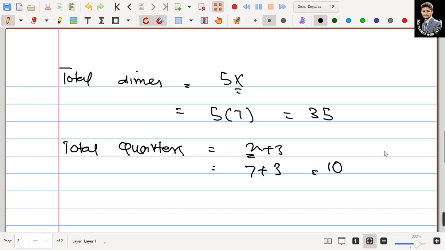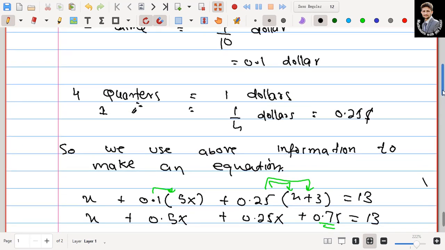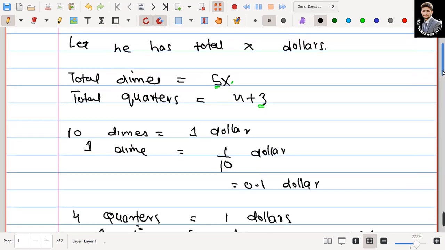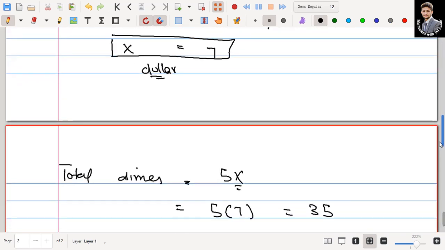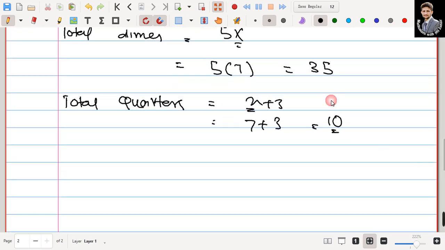So from this we have found the number of dimes, quarters and dollars. This is how you can solve such a word problem.